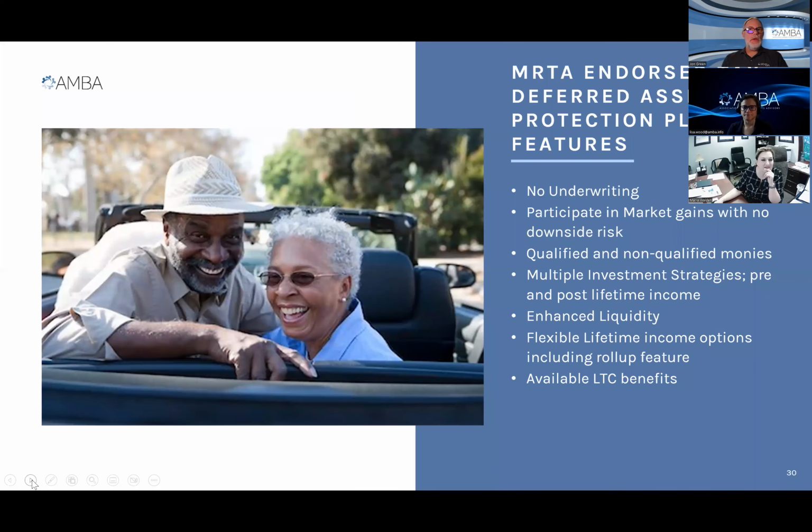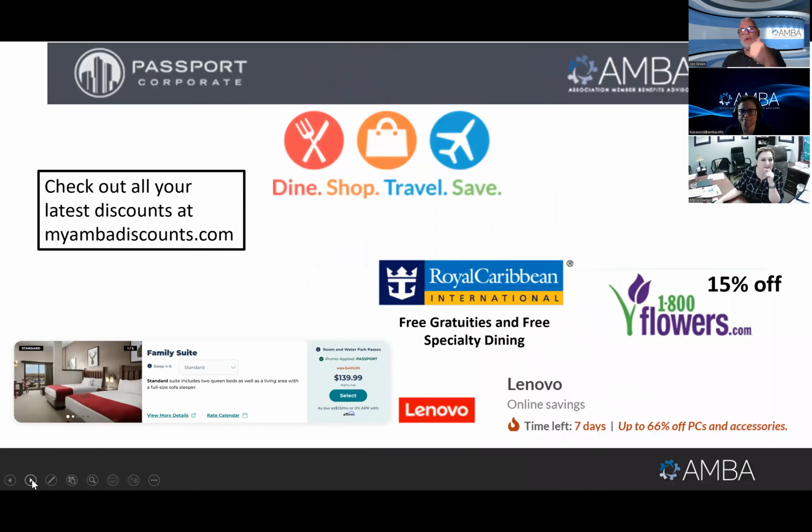This is that MRTA endorsed tax deferred asset protection plan that I spoke about. Again, there's no underwriting, so if you've got health conditions, it does not matter, but it allows you to grow your money or participate in the market with no downside risk of loss. You get gains on the upside. But the thing I like about it is the long-term care benefits that are built inside of it. So I encourage you, if that's something that you'd like to find out about, you can get information on that. I'm going to show you those in a moment, show you how to get that.